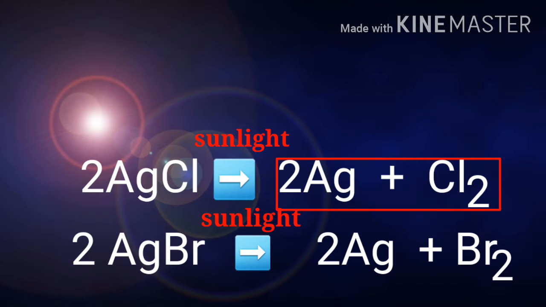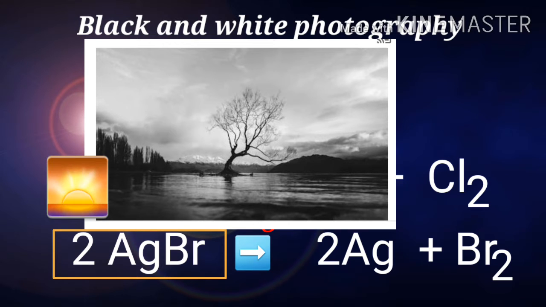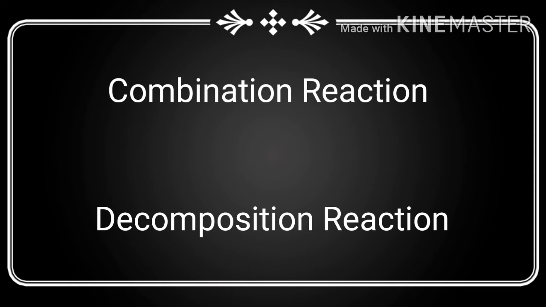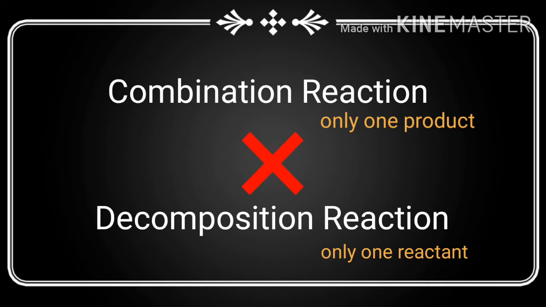This decomposition process is used in black and white photography. Here, the film or photographic plate contains this silver bromide. So, when it is exposed to sunlight, this silver bromide decomposes and we get a black and white image. When we compare decomposition reaction and combination reaction, we can understand that they are exactly opposite. That is, in combination reaction there is only one product, but in decomposition reaction there is only one reactant.